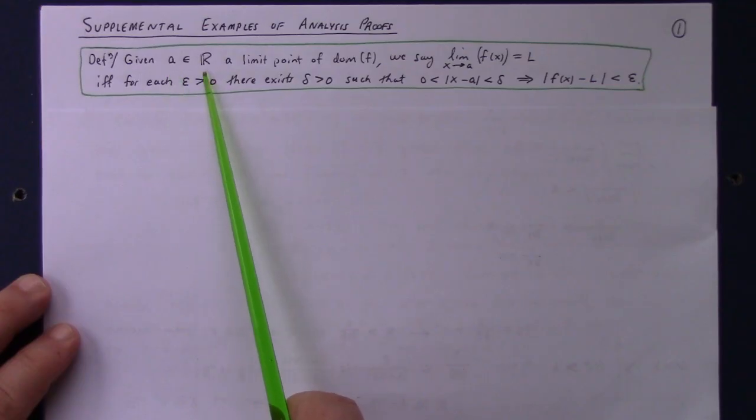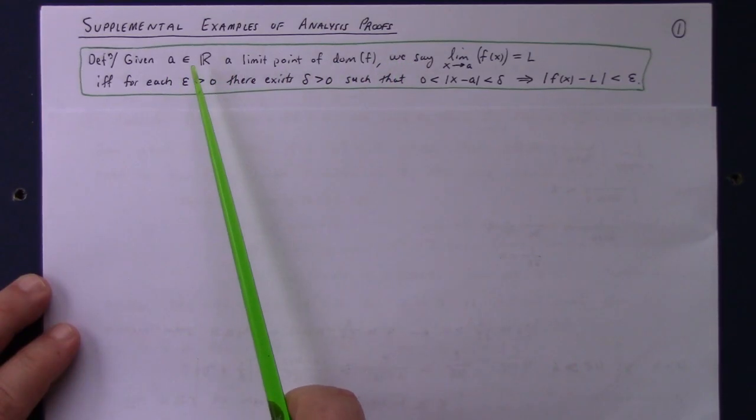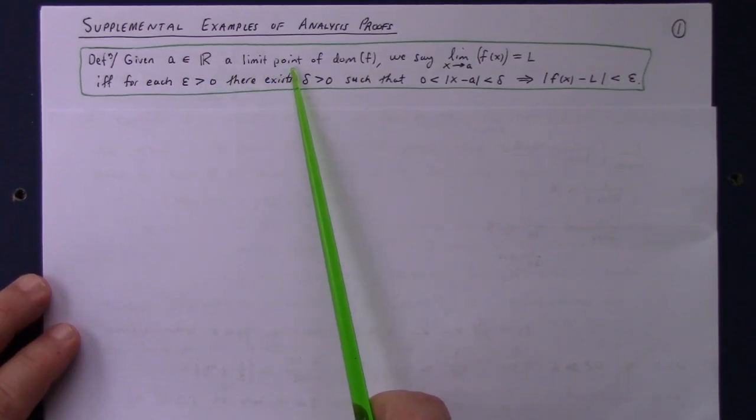So if we have A as a limit point of the domain of f, which is just a fancy way of saying that there's lots and lots of points close to A in the domain of f. Anyway, we say the limit as x goes to A of f of x is equal to L if and only if for each epsilon greater than 0 there exists a delta greater than 0, such that whenever 0 is less than the absolute value of x minus a is less than delta, that implies that the absolute value of f of x minus L is less than epsilon.